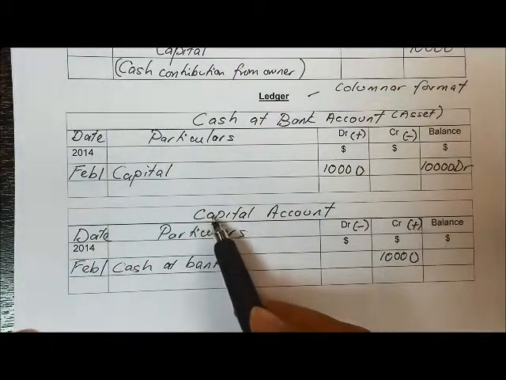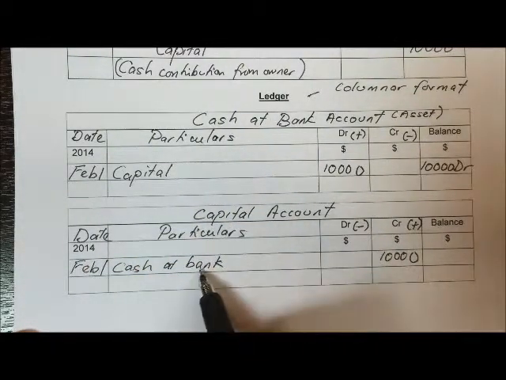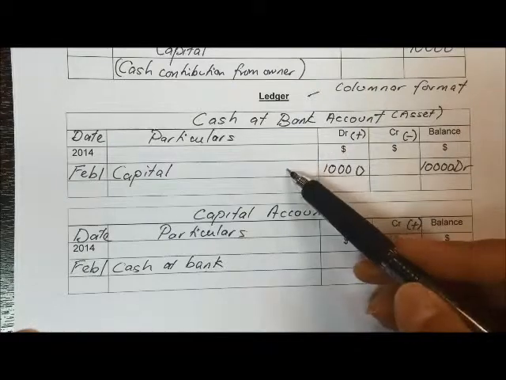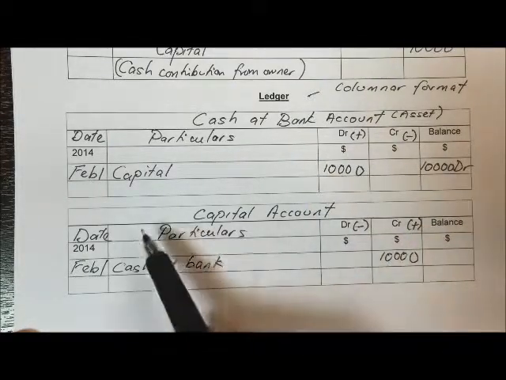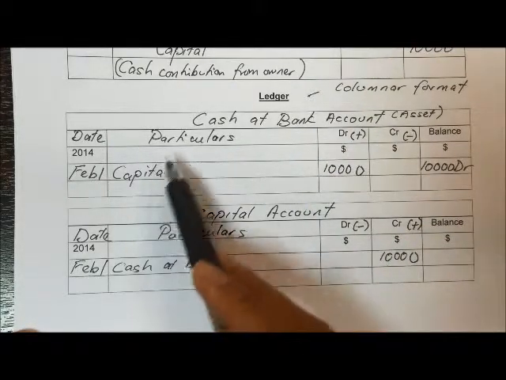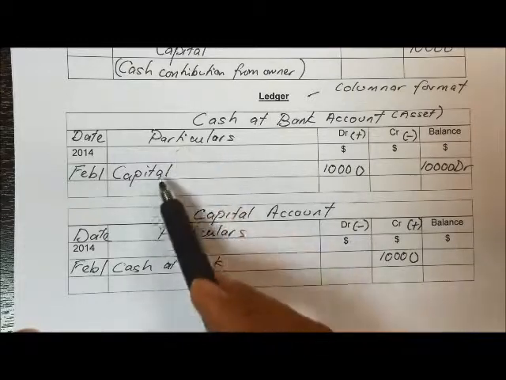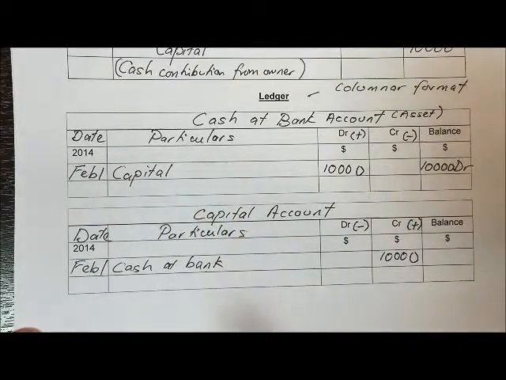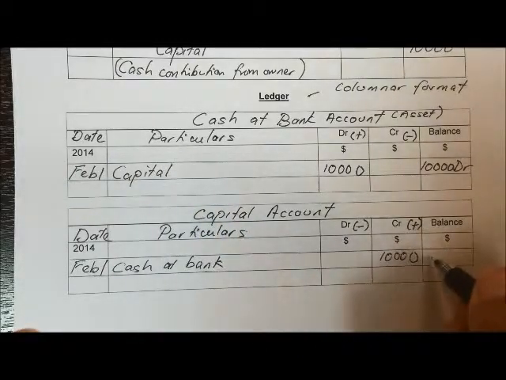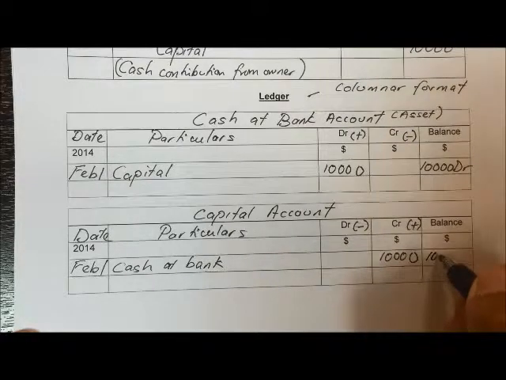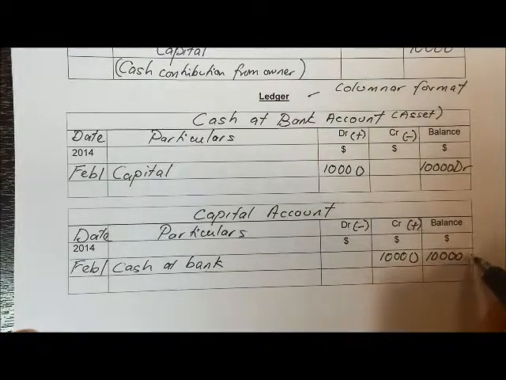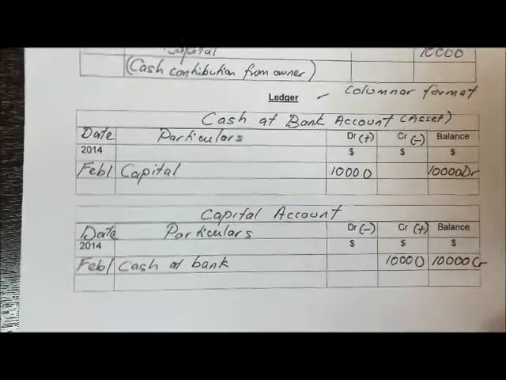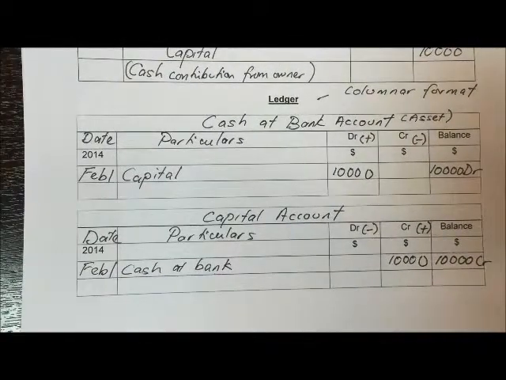So you realize that if you enter the capital account, this will be the other account that you are going to debit. So they are hand in hand. You debit one account, you credit the other account. And then the name of the account will be the husband's or the wife's name. In this case, finally, we complete it by writing the balance here. There's nothing to add, so that's the balance.